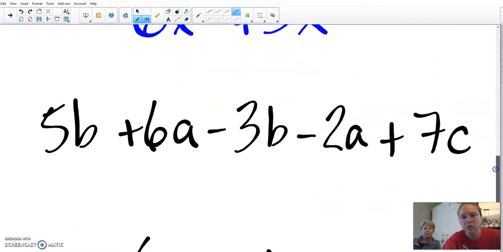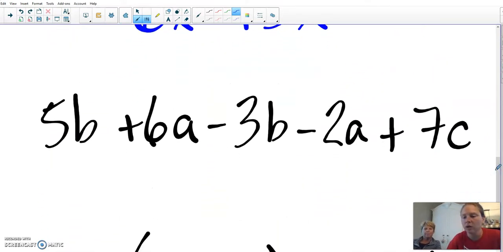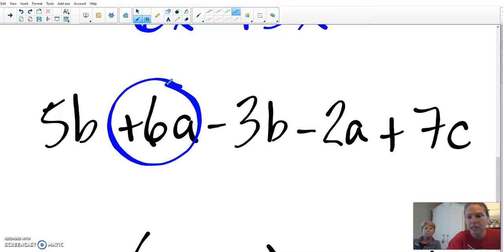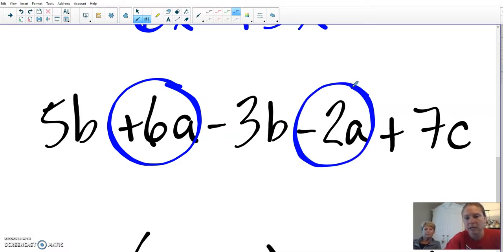Got another example. Now, while this one does look longer, it's not more difficult. Again, circle the similar variables. Mom, what variables do you see in this? A, B, C. Now, we do have a +6A. Do we have another A? Yes. What is +6 minus 2? 4A. And you'll notice I'm going in alphabetical order.